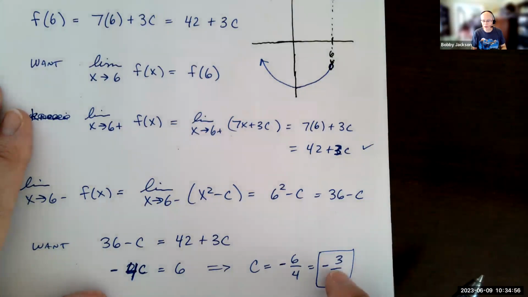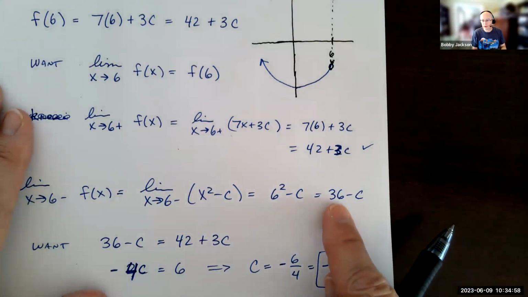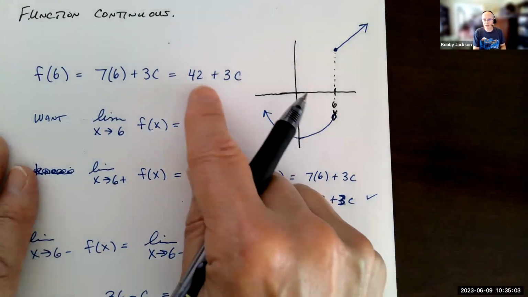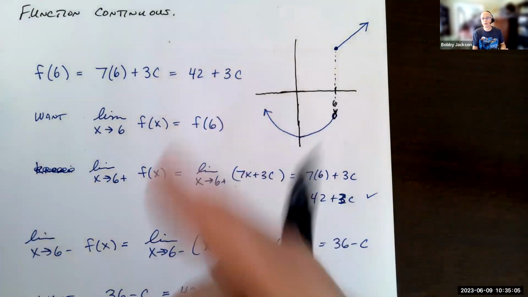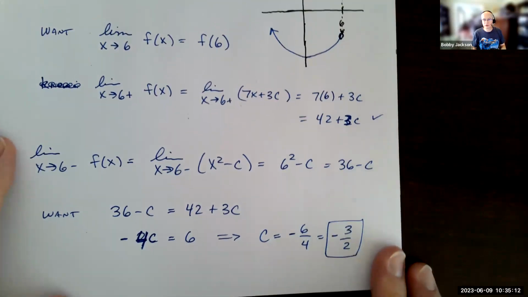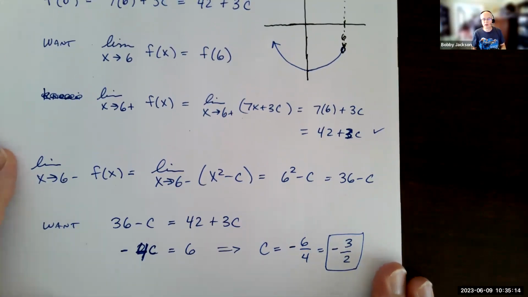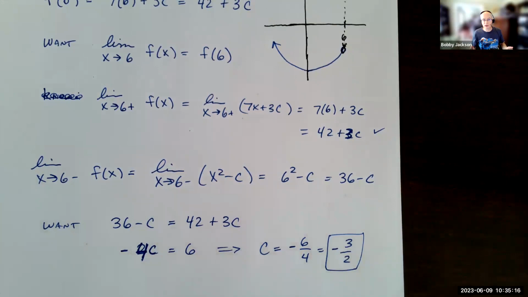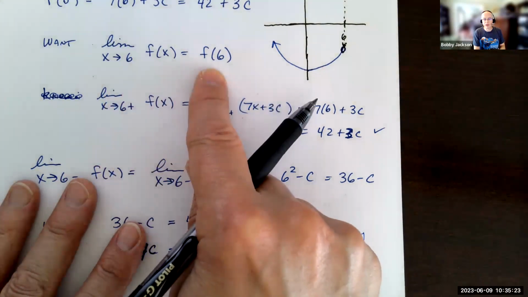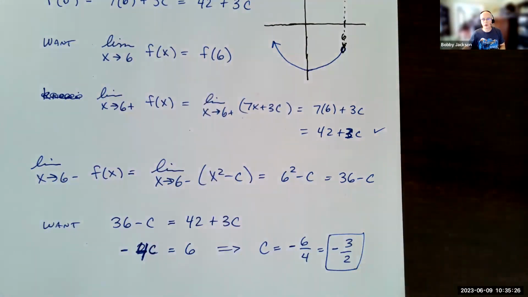And you can see if c is negative 3/2, 36 minus a negative 3/2 is the same thing as 42 plus 3 times a negative 3/2. You can actually compute that and see that's the same. Okay. All right. So it's a little tricky on these, but that's the idea. To make sure it's continuous, we want to make sure the limit of the function at 6 is equal to the value of the function at 6. Okay, if you've got questions still, let me know.